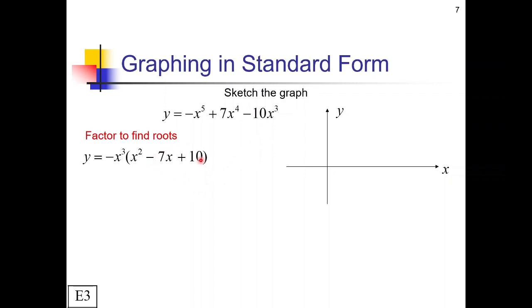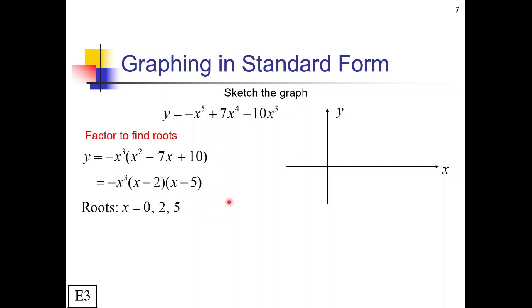And it looks like I can factor the insides here a little bit more. Numbers that multiply to 10 and add up to negative 7. That would be negative 2 and negative 5. So we have negative x cubed, x minus 2, and x minus 5. That gives us the x-intercepts of 0, 2, and 5. Those are our three roots. This 0 is coming from the negative x cubed. Negative 0 to the third is 0.